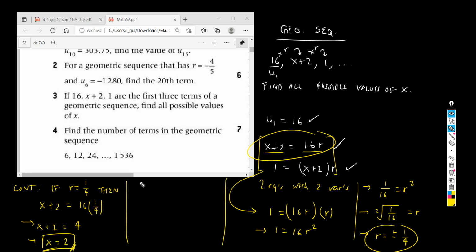The other option is this. If I choose the other option for r, which is minus 1/4, if I choose this, then the same equation, this one, it's going to look like this. Minus 6. You see, after you solve for x. And that's about it. So these are the two possibilities for x, it's either 2 or minus 6. And that solves this problem number 3.